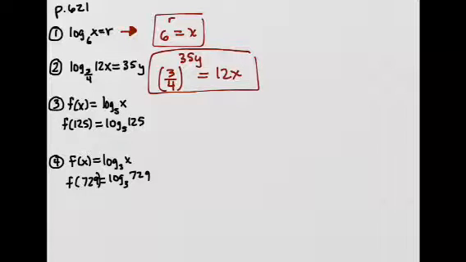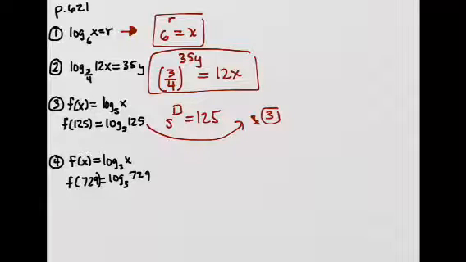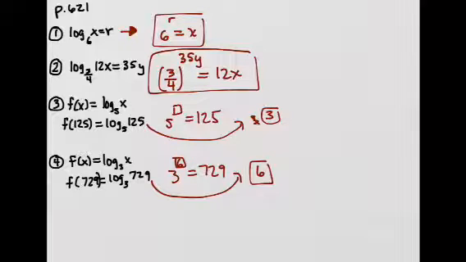Okay, for number 3 and 4, you're evaluating. So you're asking yourself 5 to what power equals 125? So 5 to the third. So this equals, I shouldn't put x, it just equals 3. For number 4, the same thing as number 3. It's going to be 3 to what power equals 729. And you can use your calculator until you get the value. And the value for this is going to be 6. 3 to the 6th power is 729.